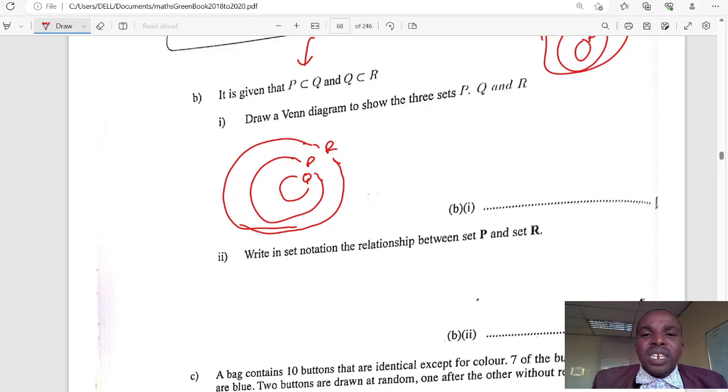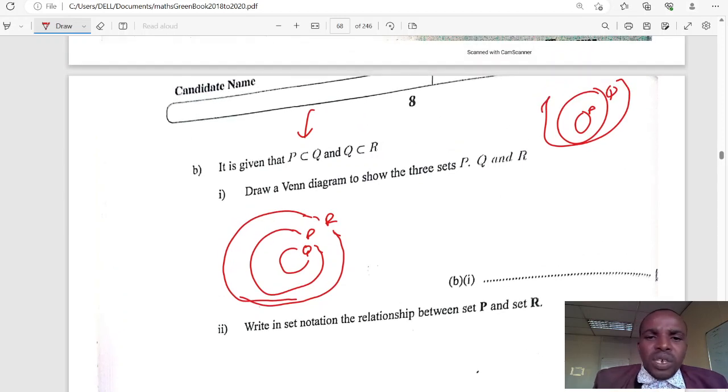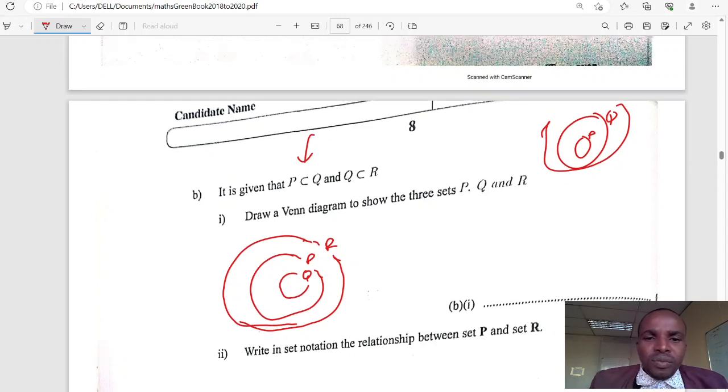P and R. They said P is a subset of Q, so P is found in Q. Then Q is a subset of R, which means Q is found inside R. Right? Then in this case, this one will be wrong. Because P is a subset of Q, which means P is found inside Q, so Q is outside there.